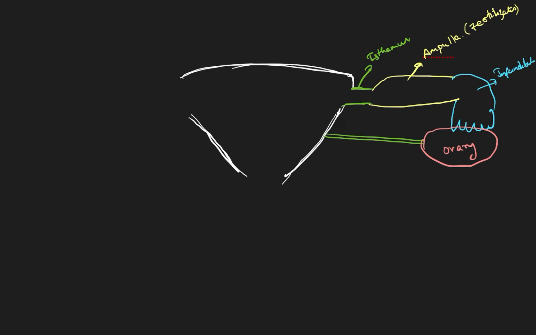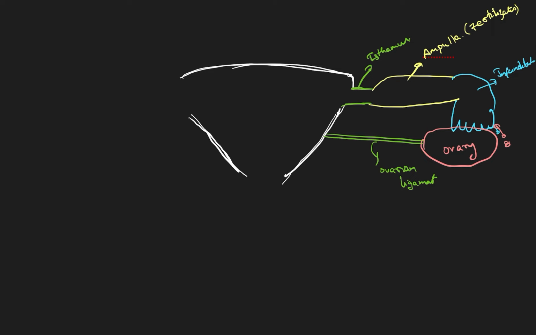So from the infundibulum, the ovulated egg is going to pass in. See, the ovary releases this ovulated egg, right? So this ovulated egg is going to enter inside this. This green colored portion that you're seeing is known as the ovarian ligament.